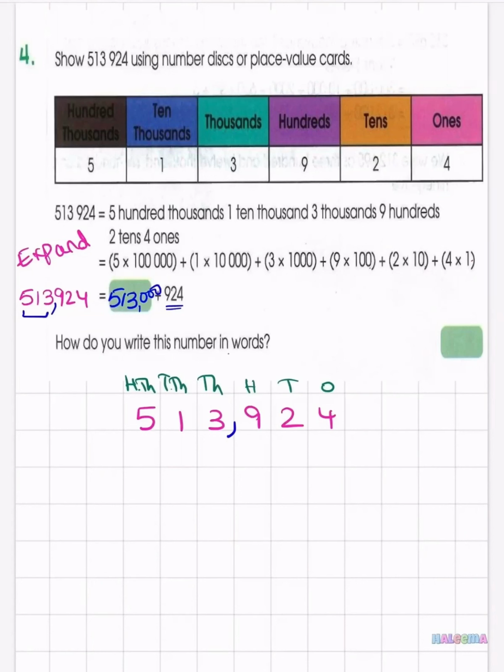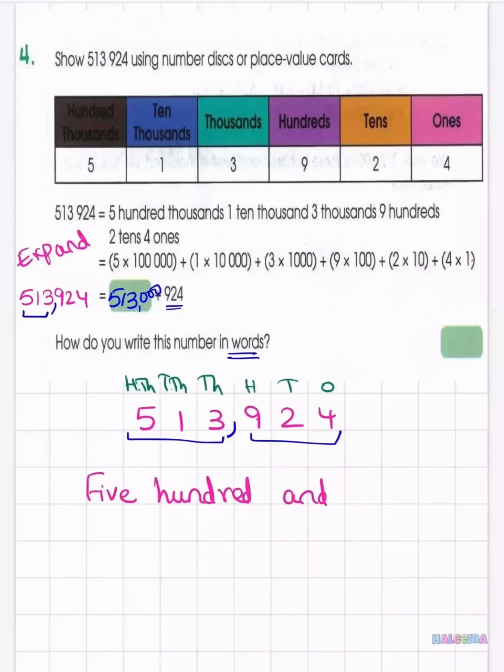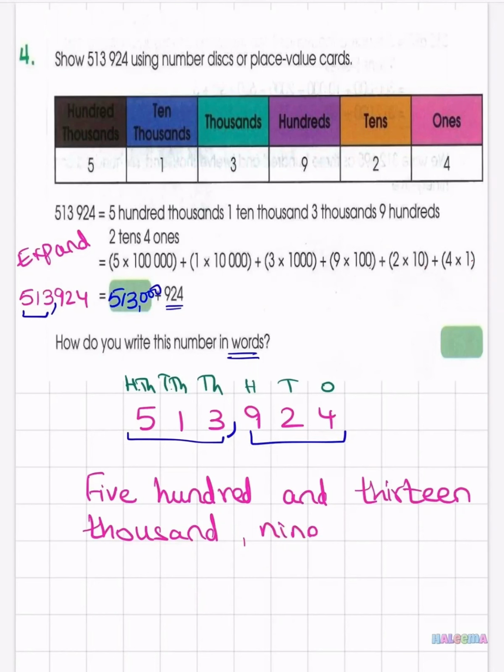Now let's write the number in words as the question says. Let's solve the thousands place first. It's going to be 513,000, right? 513,000, comma. Next is the hundreds place. 924.